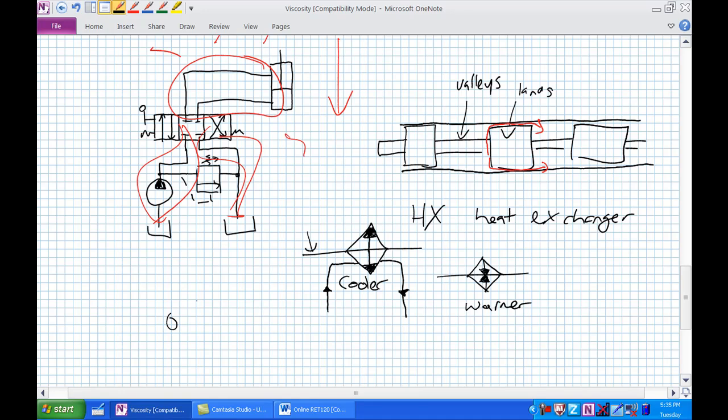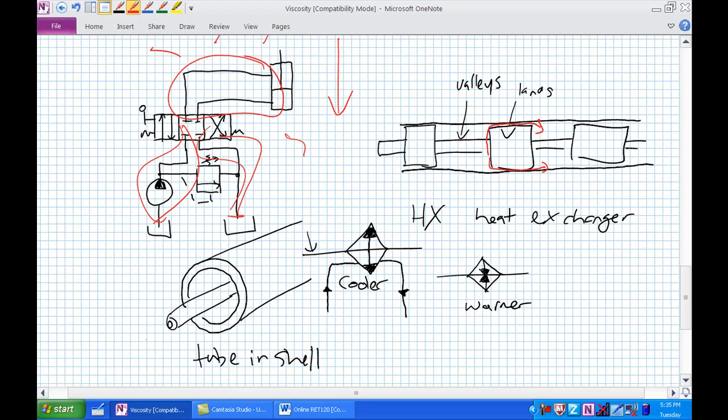And what I'm thinking of here is basically, here's a hydraulic fluid. This is the tube in shell heat exchanger. Tube in shell. That's quite literally what it is. Where hot hydraulic fluid enters this thing and cold cooling fluid is flowing through this envelope surrounding it.